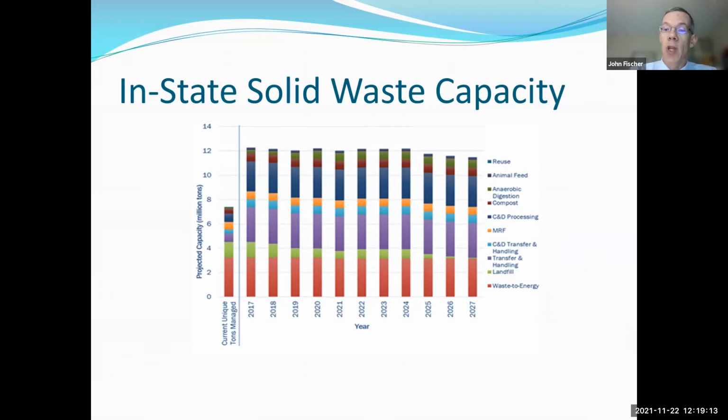So going from the bottom, this includes sections of these bars include waste to energy capacity and landfills. Then this purple bar is transfer capacity to move waste to other places. The blue section is that transfer capacity specifically for construction materials. The orange is our material recovery facilities to process recyclables. That is processing capacity for construction and demolition materials. And then at the top, we have our capacity for composting, anaerobic digestion, animal feed, and reuse. So it just gives you an idea of all the different forms of capacity and all the different ways we can manage materials that might otherwise become waste materials.